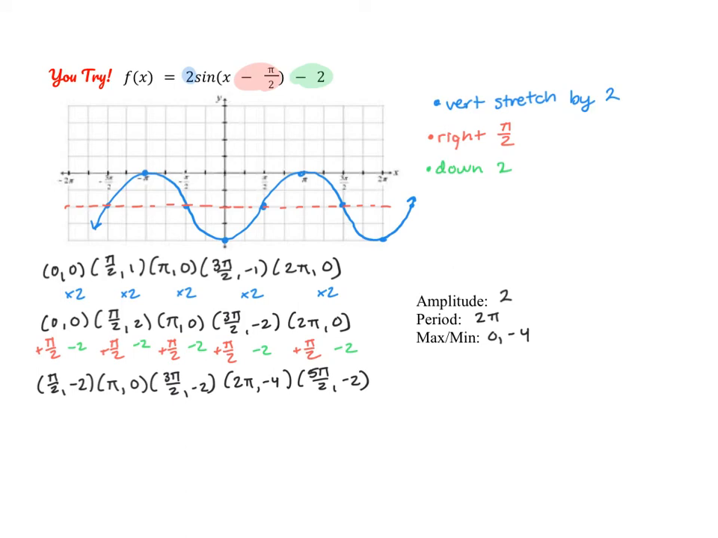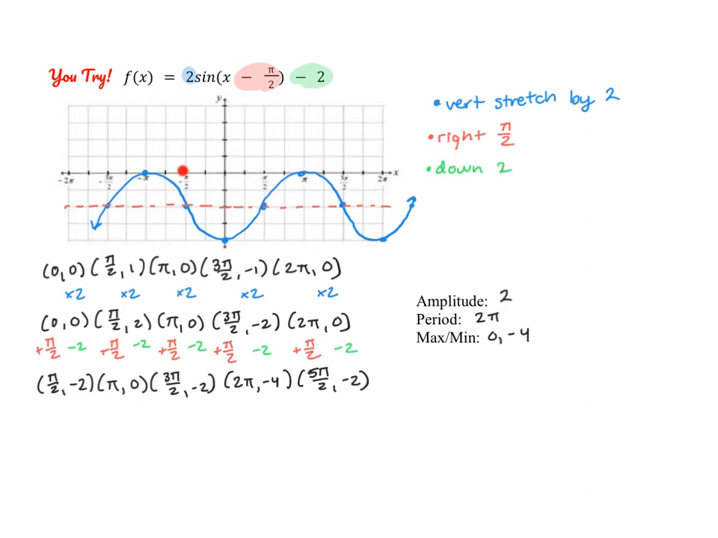All right, go ahead and check your work here. So here's my 5 starting points. So the first thing you need to do is apply that vertical stretch. So you can multiply all of your y values by 2, and then you can apply your translations. So to shift your graph to the right, pi over 2, you can add pi over 2 to each x value, and then to go down 2, you can subtract 2 from all your y values.